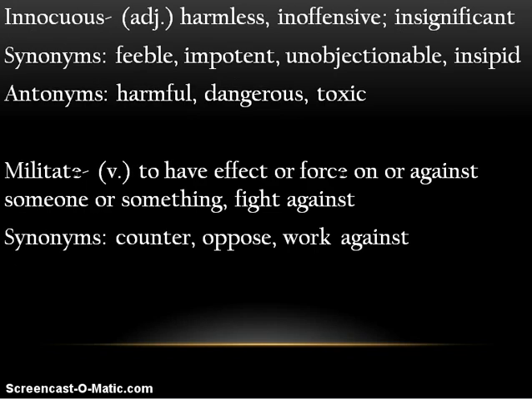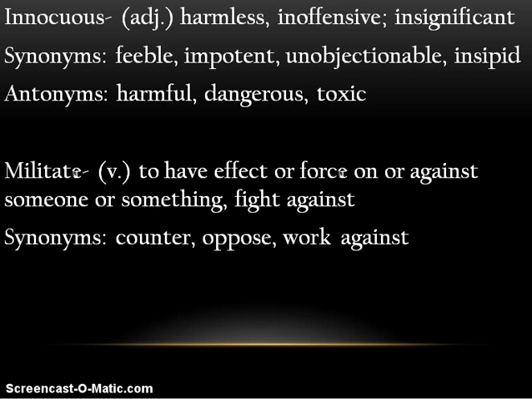Innocuous is your next word. Innocuous. It's an adjective. It means harmless, inoffensive, insignificant. Synonyms include feeble, impotent, unobjectionable, and insipid. These all sound like words that you have not been exposed to before. You want to make sure you spend some extra time on this one.